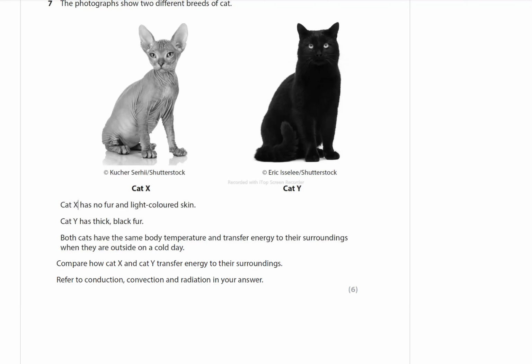Right, okay, we're carrying on with this insulation infrared worksheet. In this question, remember what we said about the color black. Black is a good absorber of infrared radiation. It's a good emitter as well.